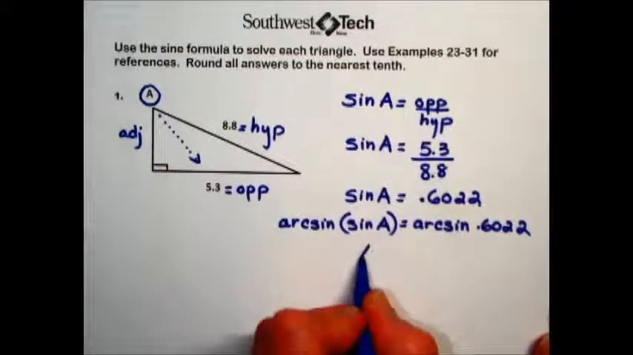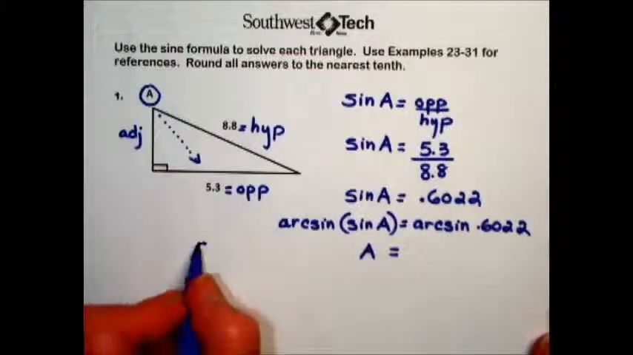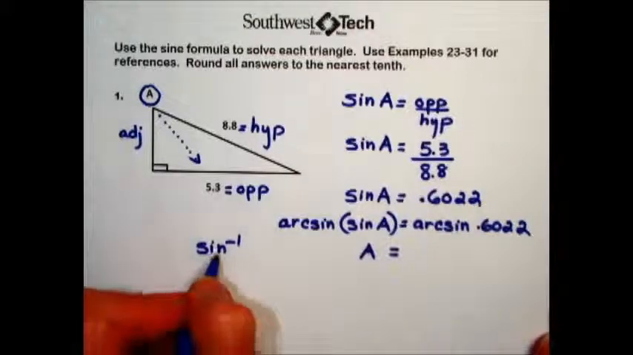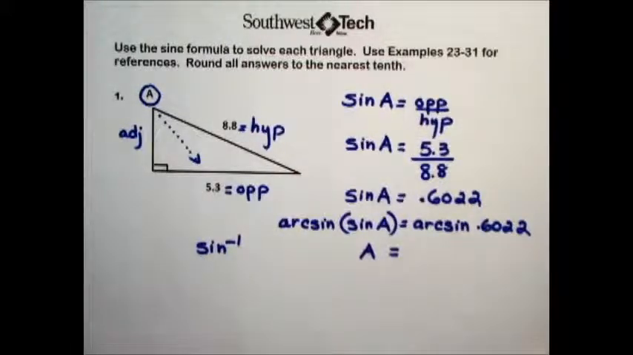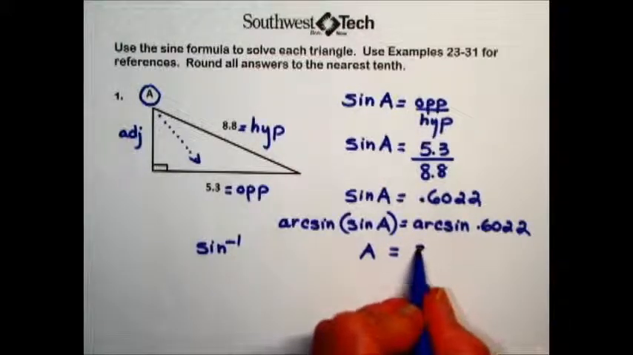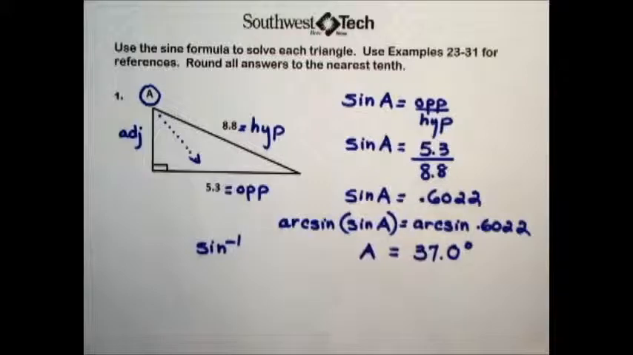The arc sine of sine, since these are inverse operations, leaves us with angle A. On your calculator, oftentimes arc sine is symbolized with sine to the -1. For most calculators, you have to hit a second or an inverse key before you hit the sine key to get to the arc sine function. Putting this in your calculator and evaluating it, rounding it to the nearest tenth, you should find angle A has a measure of 37.0 degrees.